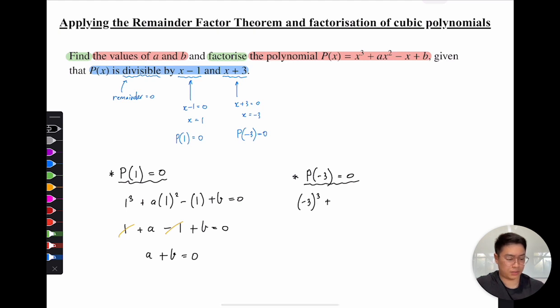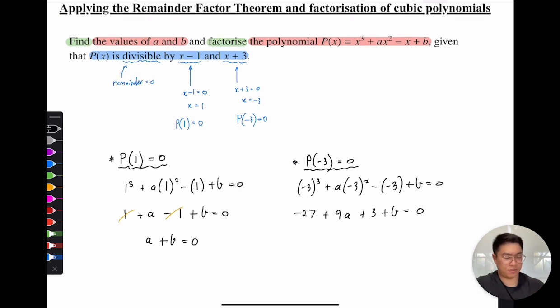Negative 3 cubed plus a times negative 3 squared minus negative 3 plus b equals 0. This equates to negative 27 plus 9a plus 3 plus b equals 0. Negative 27 plus 3 is negative 24. If we take that to the other side, it becomes positive 24. So I'm just going to write 9a plus b equals 24.